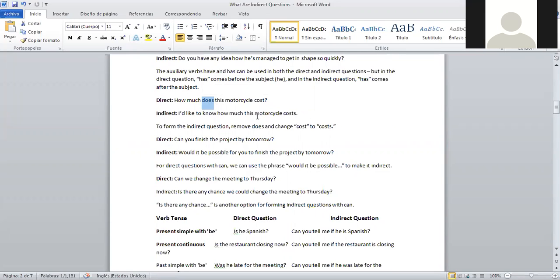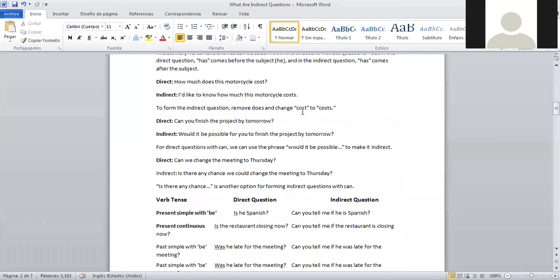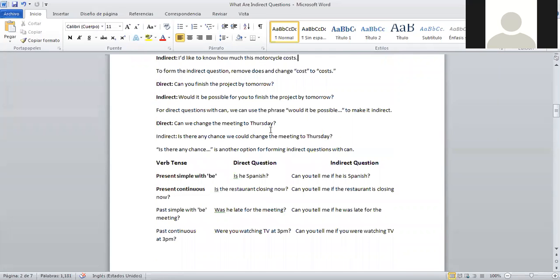Esto sí lo voy a decir en español. Because I introduce my indirect question with a sentence, not with a question, I end it with a period. La termino con punto. Now, can you finish the project? Can we change the meeting to Thursday? Is there any chance we can change the meeting? Well, I'm going to change this so it's more appropriate, like you can see.